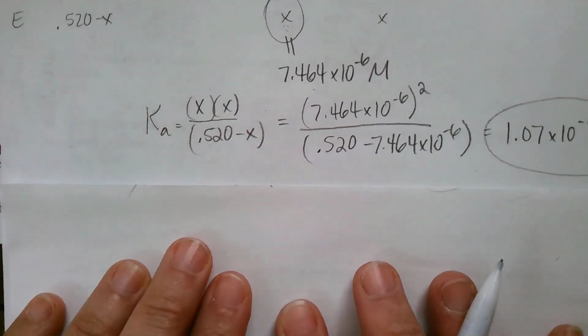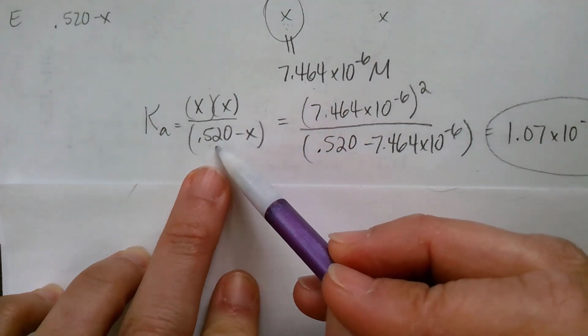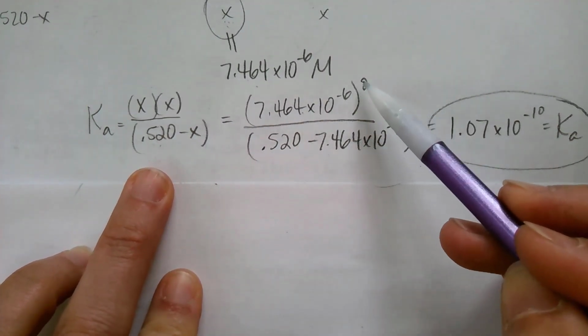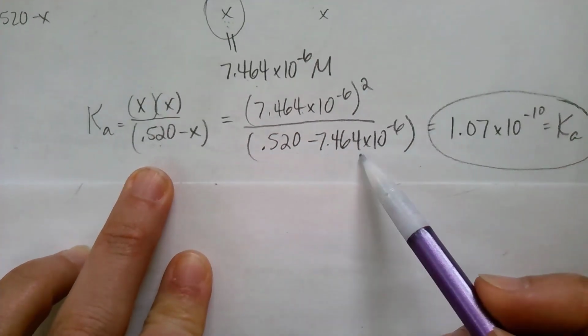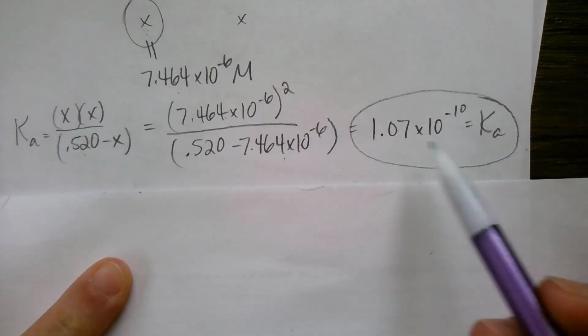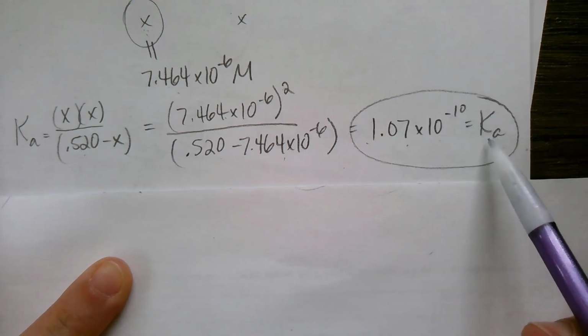So we can now plug that x into our Ka expression. We can square our x and then do 0.520 minus x, and we get a Ka value of 1.07 times 10 to the negative 10th.